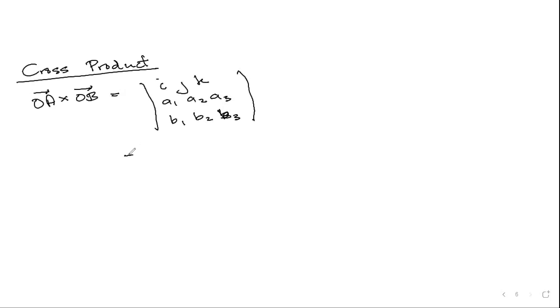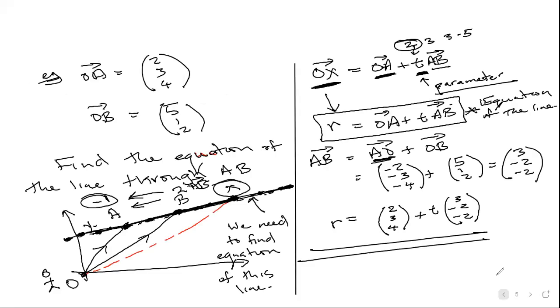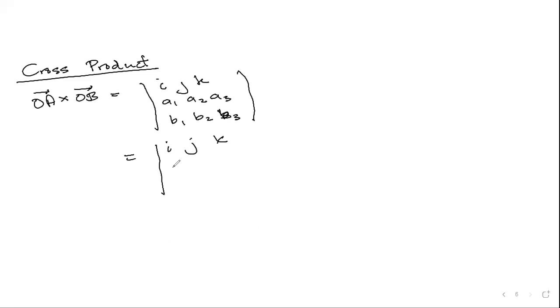So physically, this is how we find the cross product before we explain what it means. We set up i, j, k and find that determinant. If we use the same vectors, 2, 3, 4 and 5, 1, 2.